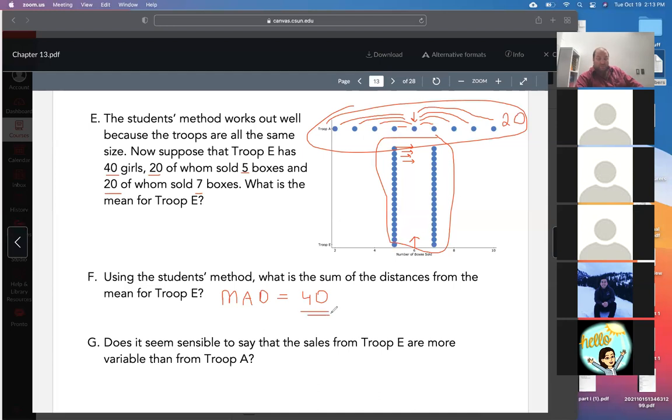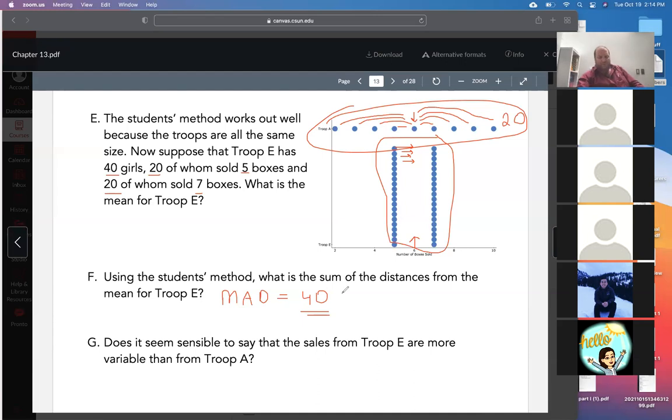Group E has a MAD of 40, which would indicate, if the MAD is really a good measure, that group A is a lot less spread out than group E, because group E's number is so much bigger. And yet we have this intuitive feeling that group E should have the smaller variance because all of its data points are really close to 6. Whereas in group A, a lot of them are far away.